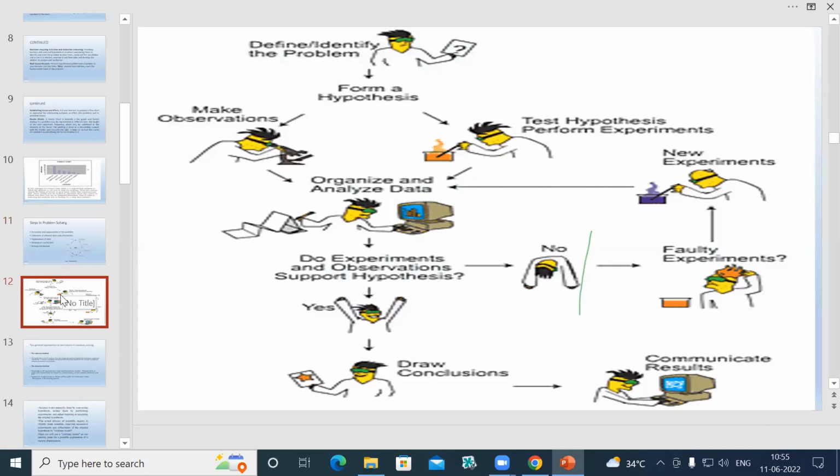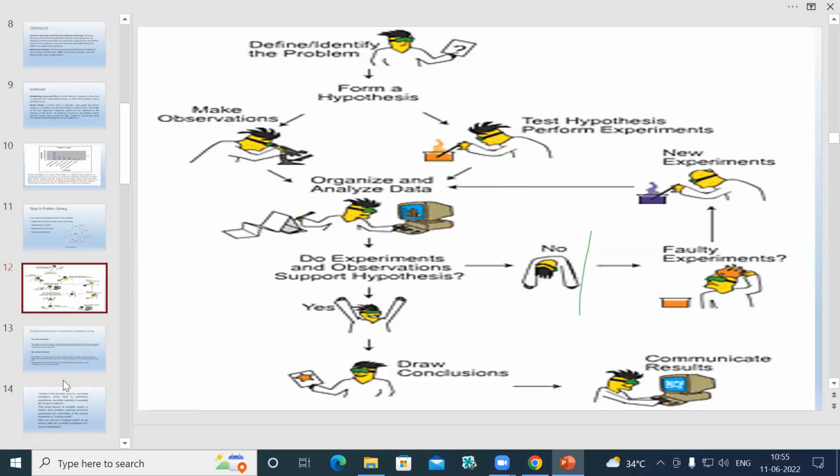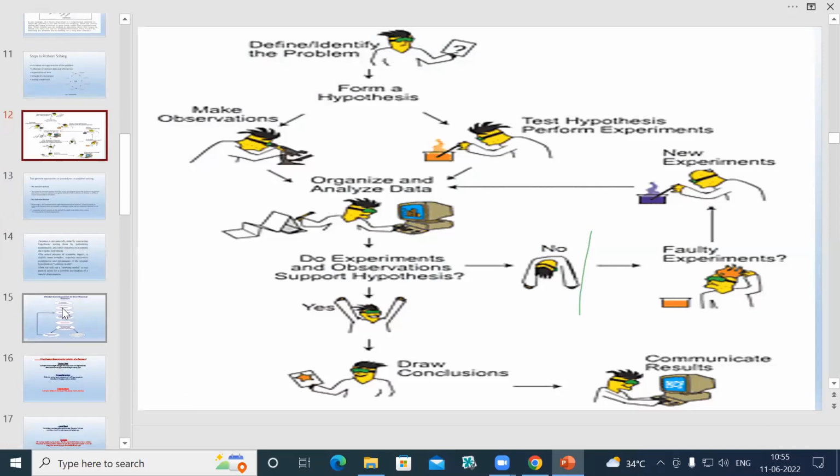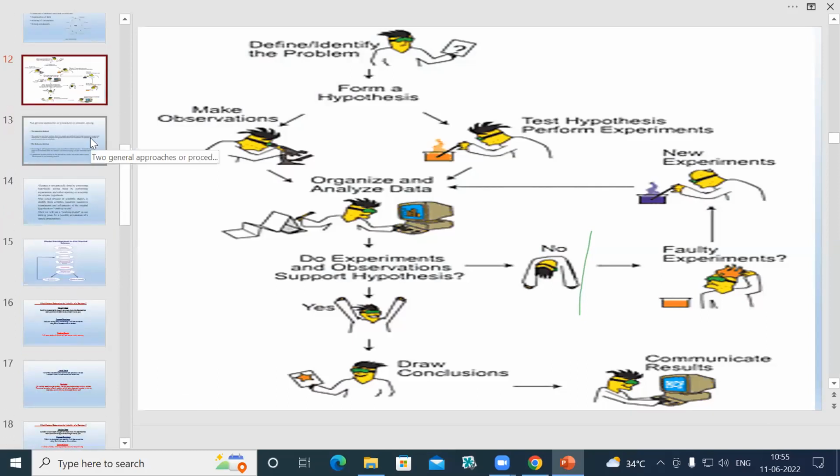Now this is the diagrammatic representation: you first define or identify the problem. Then you form a hypothesis of that problem. Then you make observations or you test the hypothesis, whatever hypothesis you have framed. Then you do the experiments on that hypothesis, and then you make the conclusion that it is accepted or it is not accepted.